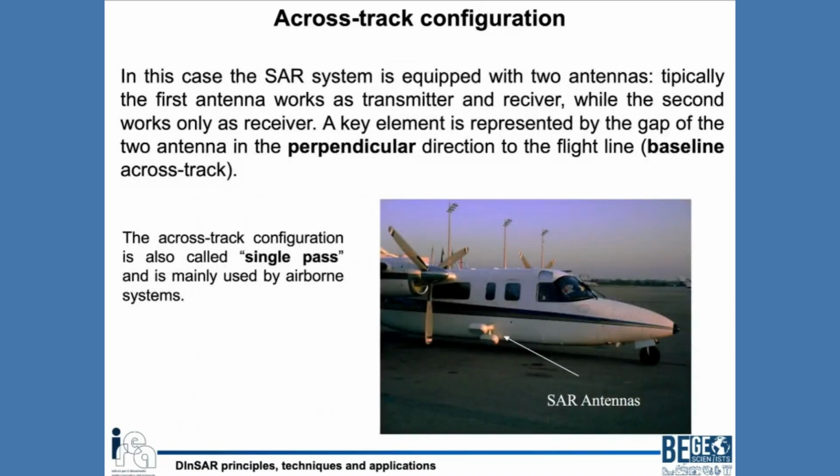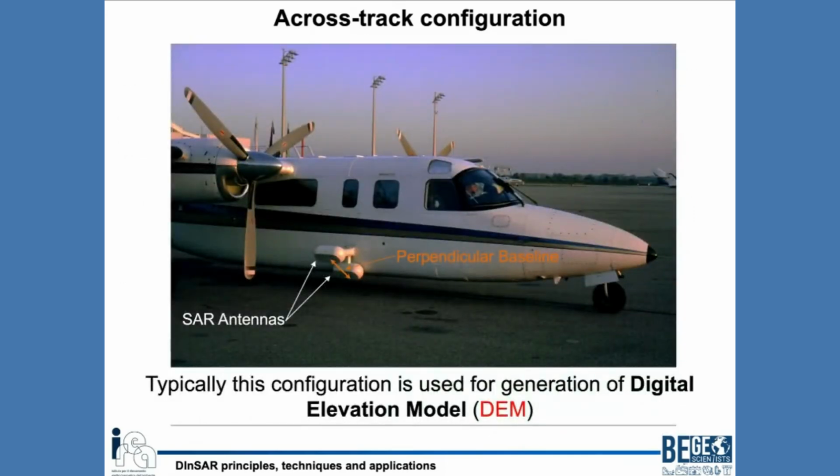This is an example of a radar in a cross-track configuration on board an airplane. You can see it better in this image. You have two antennas that acquire electromagnetic echoes at the same time, so we have two images at the same time, but from different positions. As you can see here, the distance between these two antennas is the perpendicular baseline. This kind of configuration is used to generate the so-called digital elevation model, because we can retrieve information about the topography of the scene.